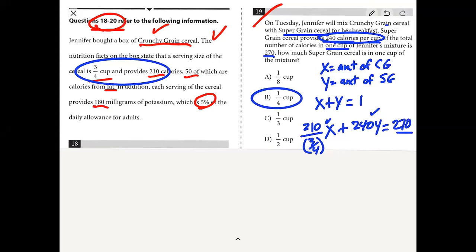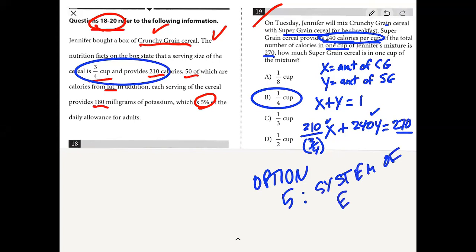Okay, that's it. So the option for this one, once you come up with the equations, would be option 5, system of equations. All right, let's keep going.